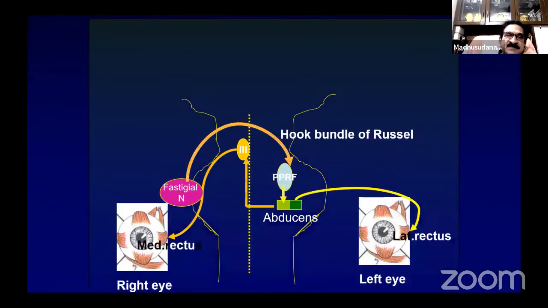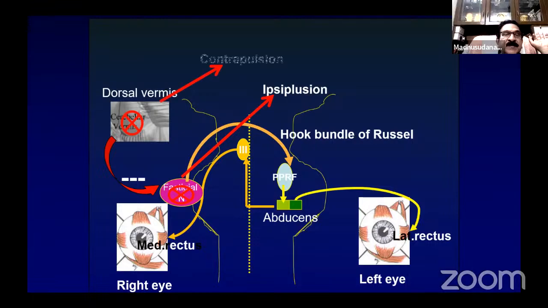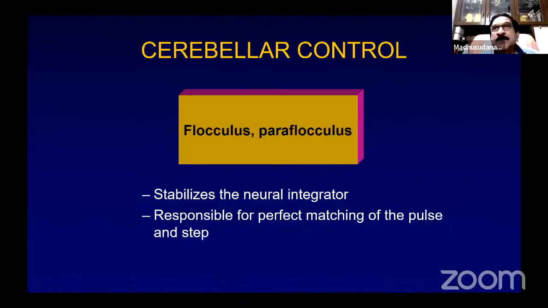Now, this vestibular nucleus is in turn inhibited by the cerebellar vermis. So, what will be happening with the dorsal vermis? It is just the opposite of what is happening in the vestibular nucleus. So, when there is a lesion of the vestibular nucleus, you get ipsipulsion, as I told before. When there is a lesion of the dorsal vermis, you get contrapulsion. Okay. So this is the action of the dorsal vermis and vestibular nucleus. Now this is how the vestibular nucleus and FOR produce the saccadic correction, so that it makes sure the saccade stops exactly at the target, not overshooting or undershooting.